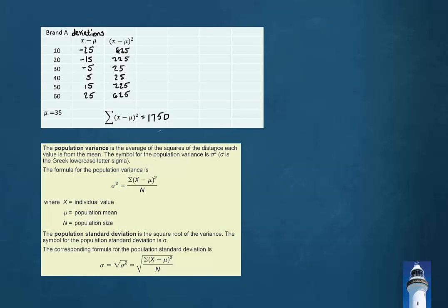Now we can use these calculations to find what is called the population variance. The population variance is the average of the squares of the distance each value is from the mean. The symbol for the population variance is sigma squared. This symbol is the Greek lowercase letter sigma. The formula for the population variance is to take the sum that we just found, the sum of the squared deviations from the mean, and divide it by the size of the population.